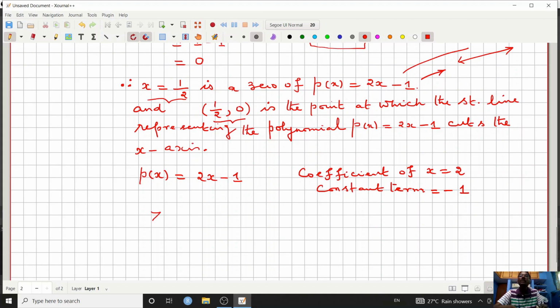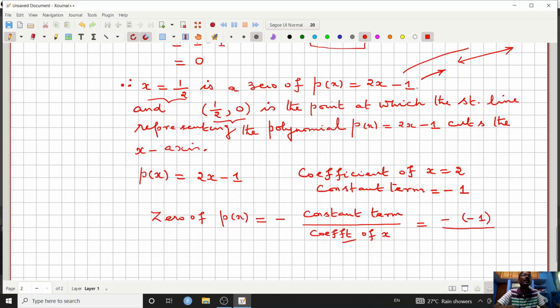Now what is the zero of p of x? The zero of p of x is nothing but the negative of the constant term divided by the coefficient of x. So this is the general formula for a linear polynomial. If you remember this, then you will be able to write it. So negative of the constant term, which is minus 1, divided by the coefficient of x, which is 2. So this is 1 by 2, the zero of the polynomial.